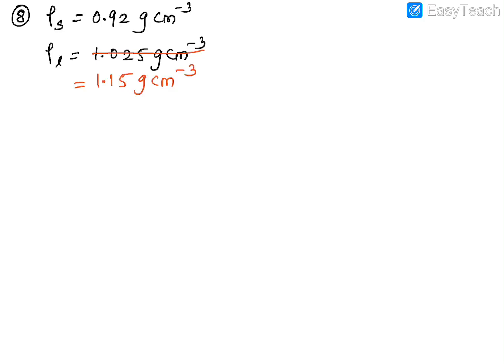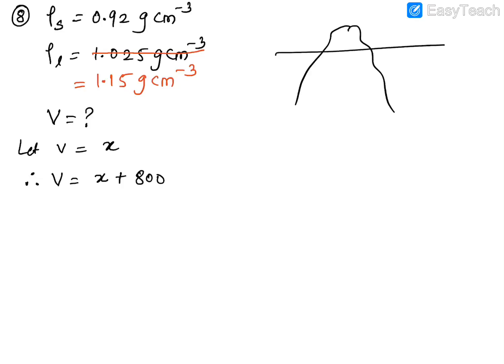Now they're asking us to find the total volume of an iceberg which floats with 800 cm cube of its volume above water. First, let the volume submerged, small v, be equal to x. So what will be the total volume? It will be the volume submerged plus the volume which is above. I'll explain with a diagram. We have assumed x is inside and 800 is outside. So the total volume is x plus 800.